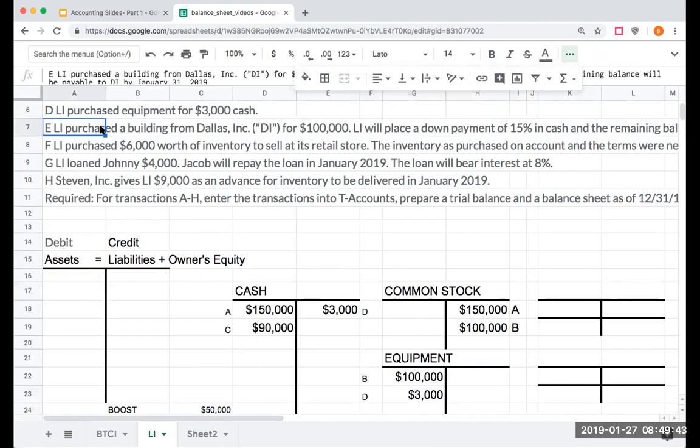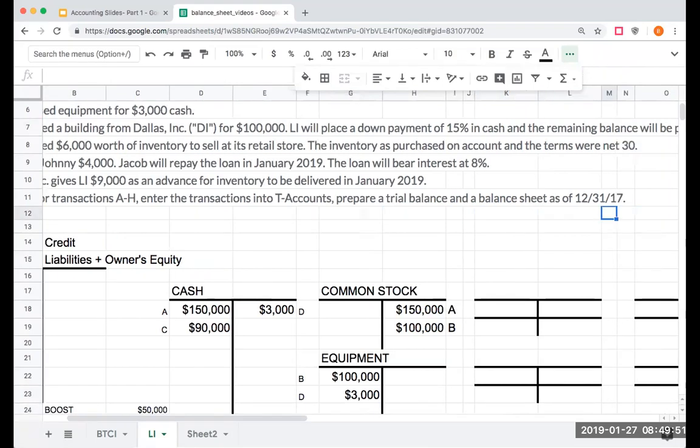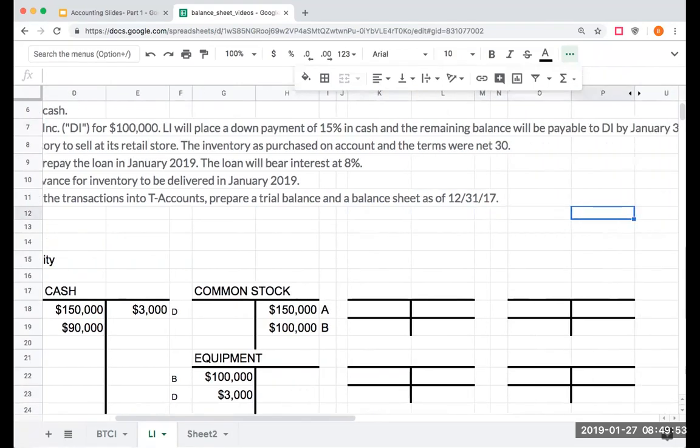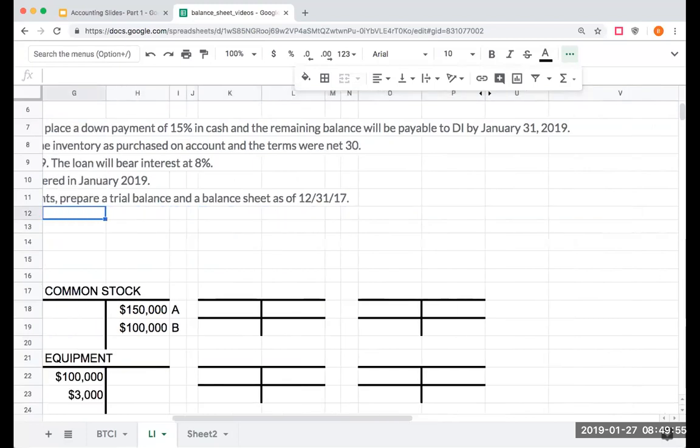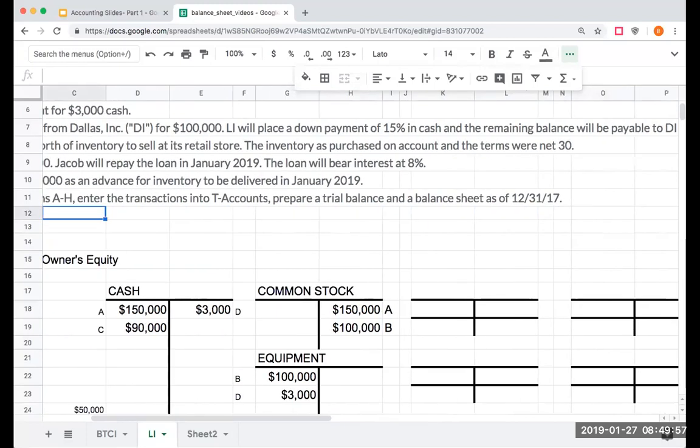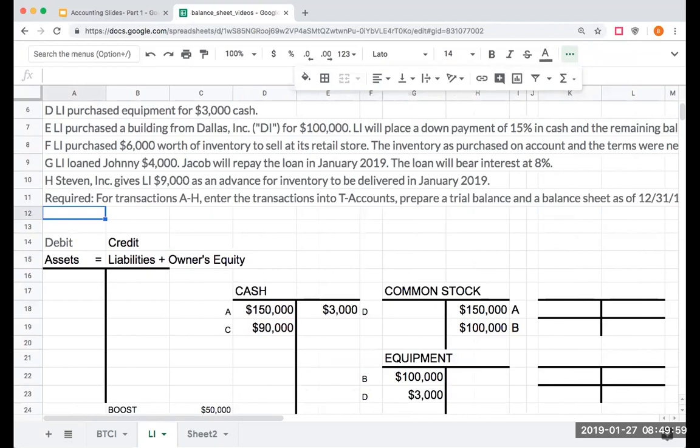Okay. My next one here is LI purchased a building from Dallas for $100,000. LI will make a down payment of 15% cash, and the remaining will be payable to DI by January 31st, 2019. So over here, I'm purchasing a building from Dallas, and I'm paying a down payment of 15% in cash.